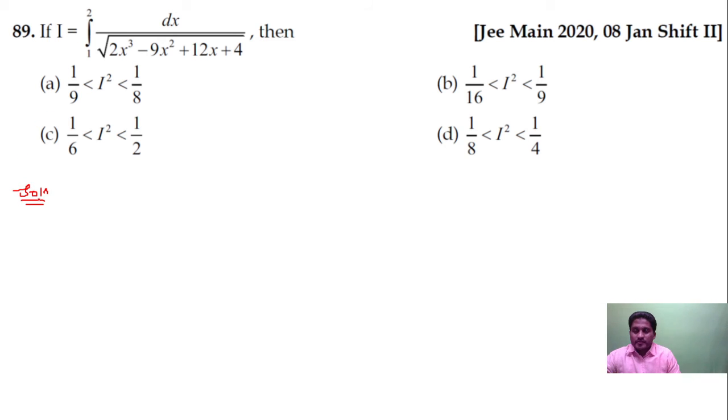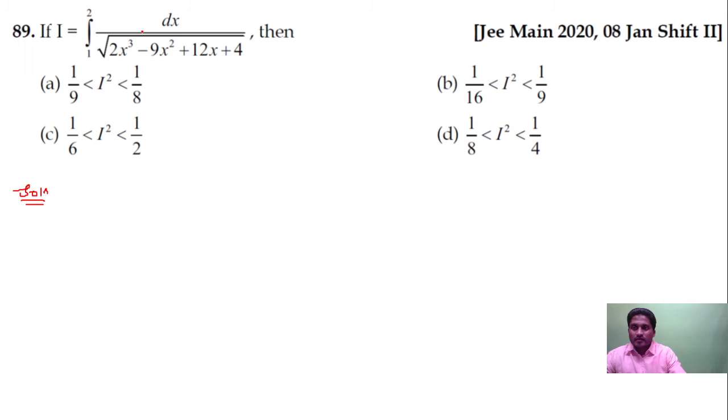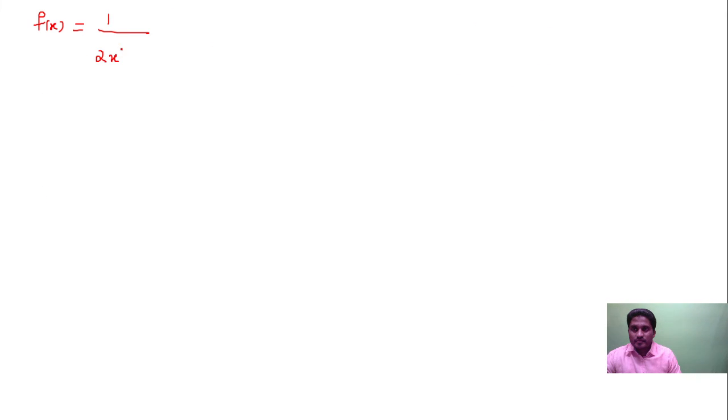If I want to do this problem, first I'll take f of x is equal to 1 upon 2x cube minus 9x square plus 12x plus 4 whole to the power of half. If I shift it to the numerator, you get f of x is equal to 2x cube minus 9x square plus 12x plus 4 whole to the power of minus half.